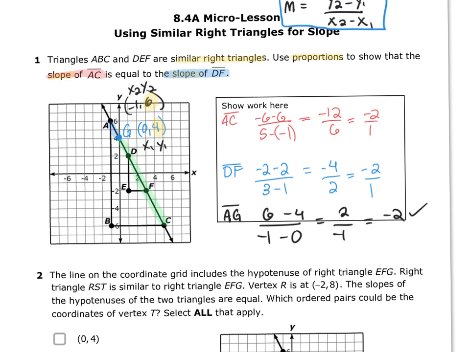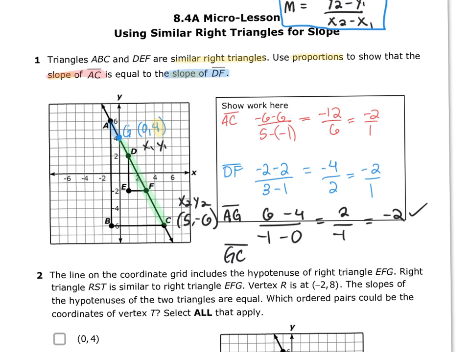All right, let's try GC. So for GC, let me label point C down there. That's going to be 5, -6. And I'm going to leave G as x1, y1. So now I'm going to label C x2, y2. I erased the other point so that we didn't have too much to think about here.